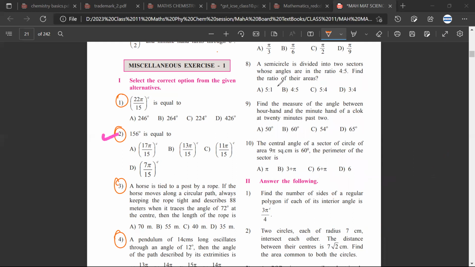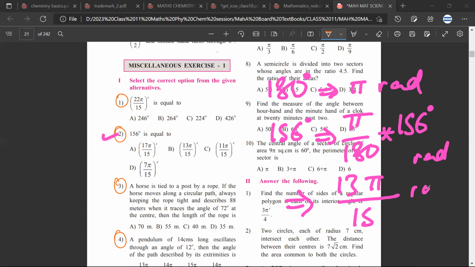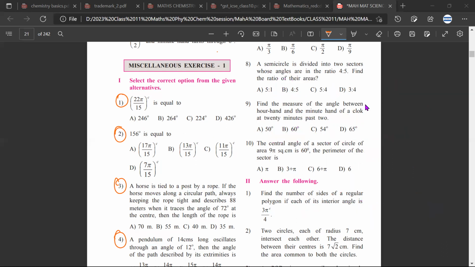Question 2. Again, 180 degrees is equal to pi radians. Therefore, 156 degrees is pi upon 180 into 156 radians. This would be equal to 13 pi upon 15 radians. Now I'm in the habit of writing radians like this; you can write it like this, it doesn't matter.